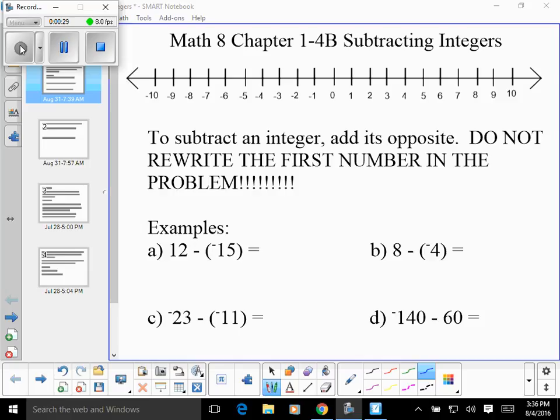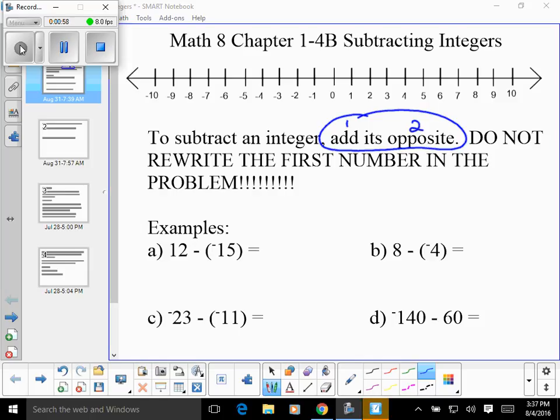This very first sentence here, to subtract an integer, add its opposite, this part, that's the thing you really got to remember to do. And notice that it's in two things. We're going to change to addition. We're going to take the opposite of that second number. Now what we do not do is change the first number in the problem, which is what I mean by don't rewrite that first number.